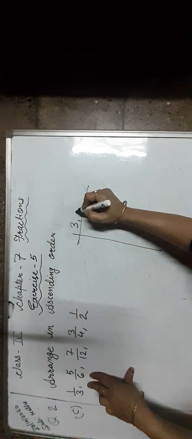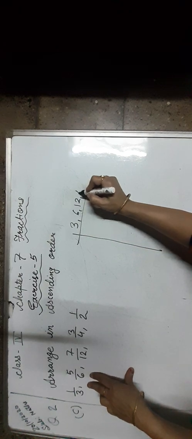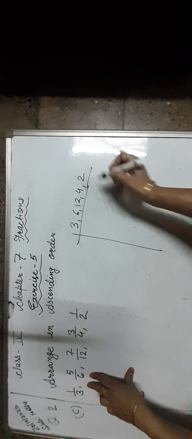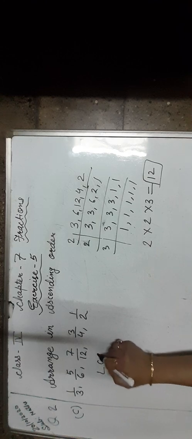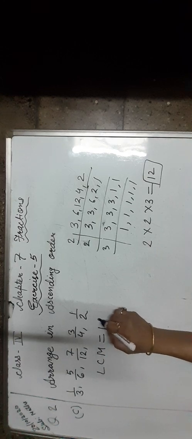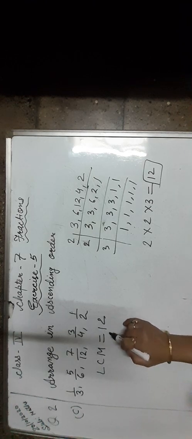The denominators are 3, 6, 12, 4 and 2. The LCM of the denominators is 12. So LCM is equal to 12. Now we shall form equivalent fractions with denominator 12.